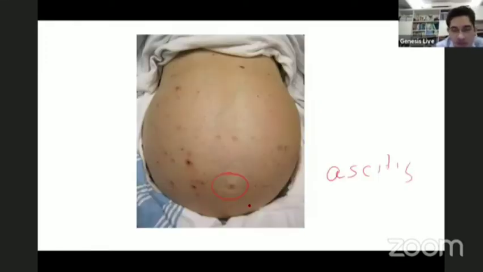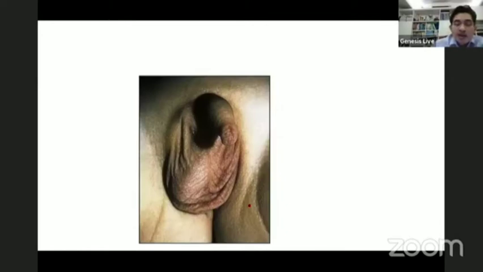Now, if there is an obstruction, you will see visible peristalsis, as you can see over here. Ascites we have already discussed, abdominal lump. Make sure, do not forget to check the inguinoscrotal region. Here actually the left scrotum is empty, but ideally the right scrotum should be empty in case of a right iliac fossa lump.